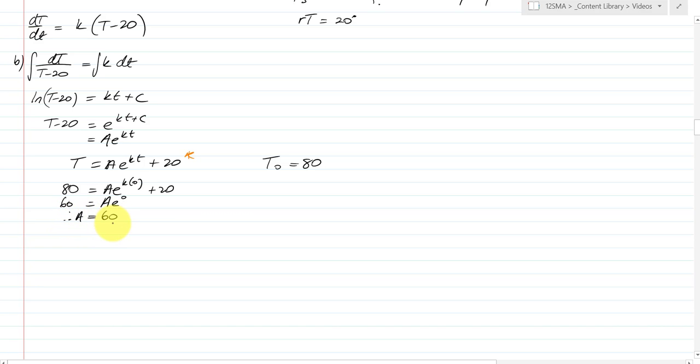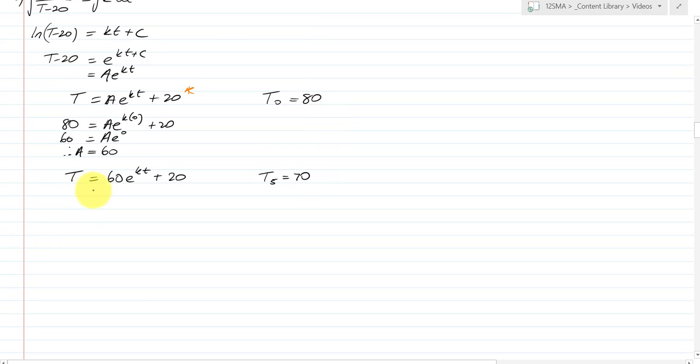So a doesn't equal the initial temperature this time like it has done in previous examples. Instead, a equals the initial difference, and that will be an important feature of your work. So we get capital T equals 60 e to the kt plus 20. And we also know that T5 is equal to 70. So I can now find my value for k.